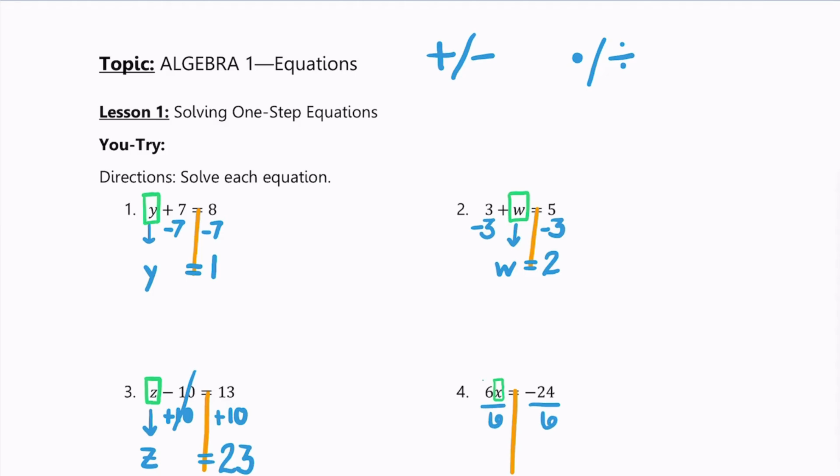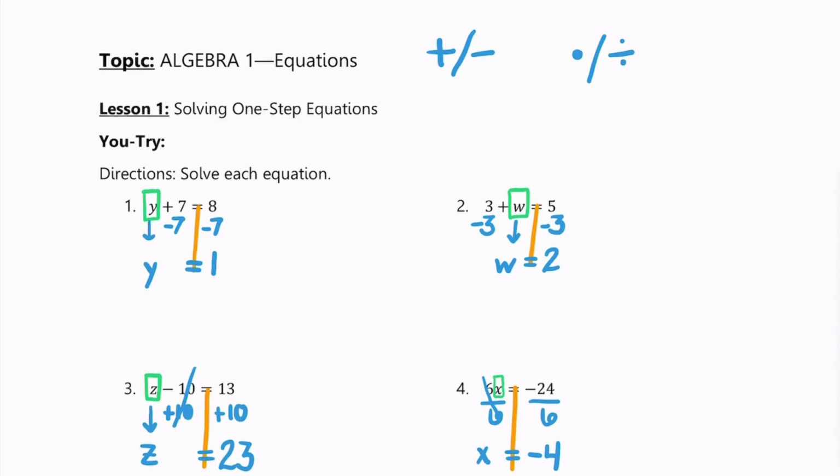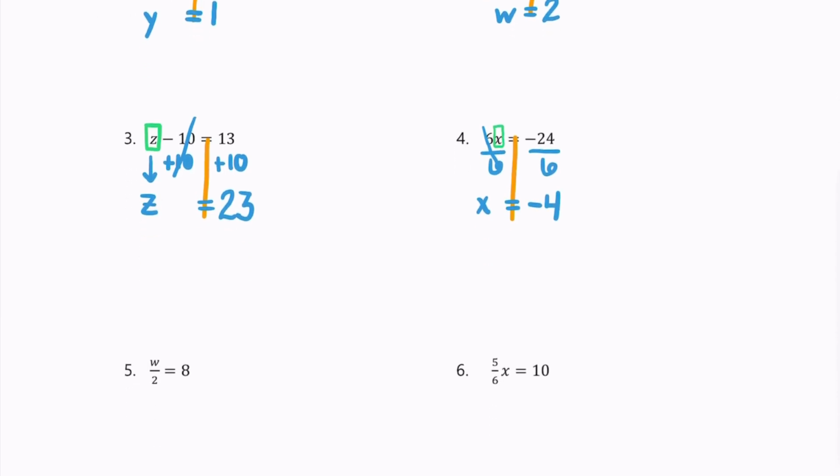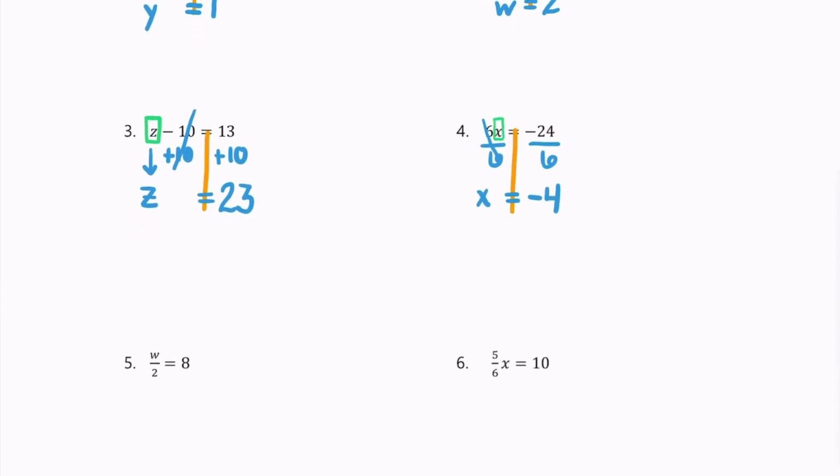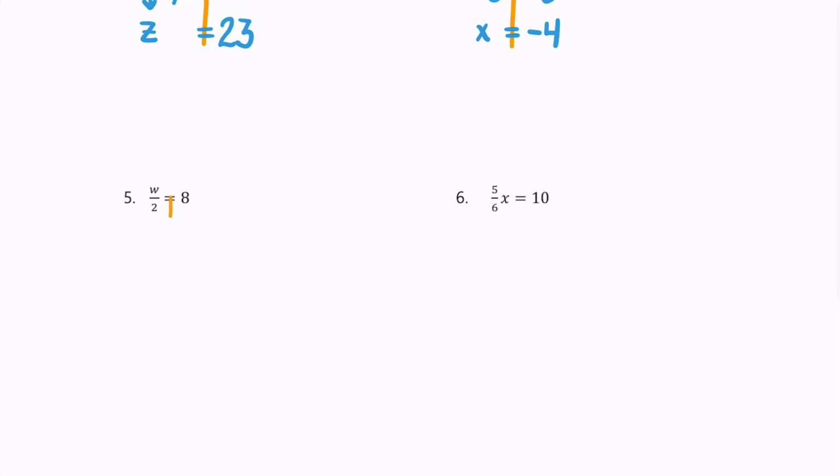Okay, that's going to wipe that out, leaving me with x, because 6 divided by 6 would just leave me with a 1. Negative 24 divided by 6 would leave me with negative 4. Okay, so that is number 4. All right. And the last 2. Draw my lines down. So remember, if I'm doing one operation on one side, I have to keep my equation balanced and do it on the other side as well.